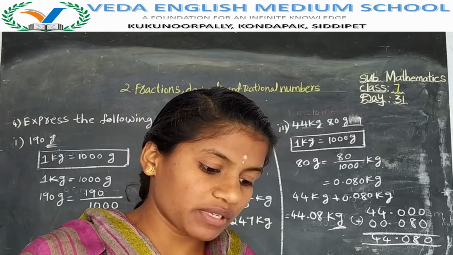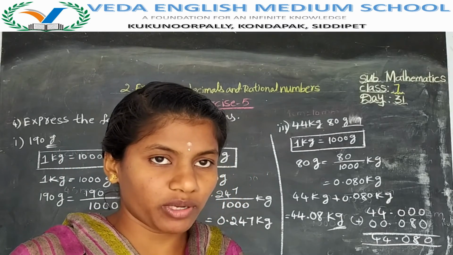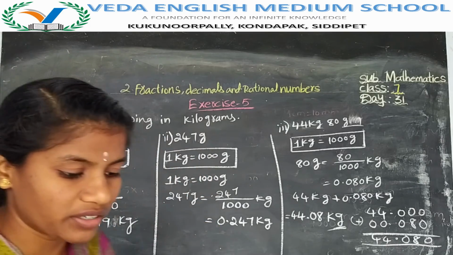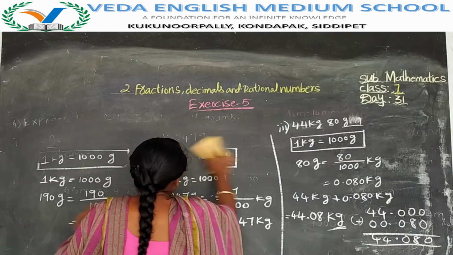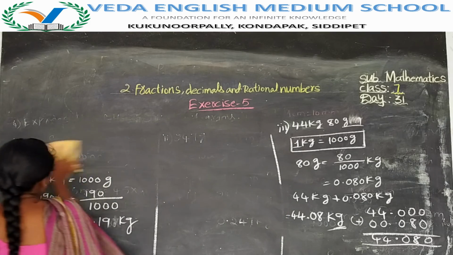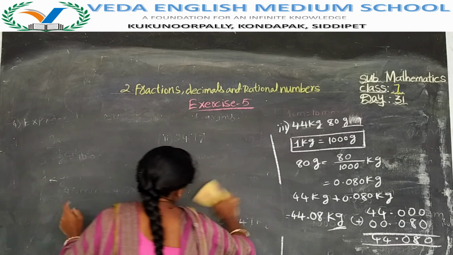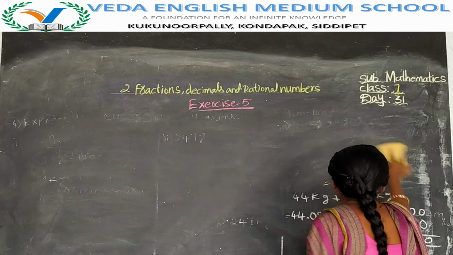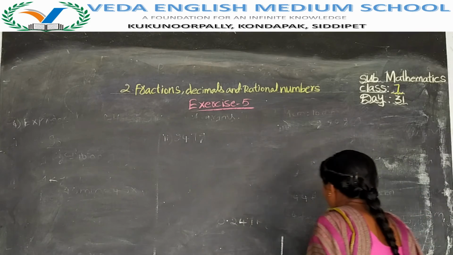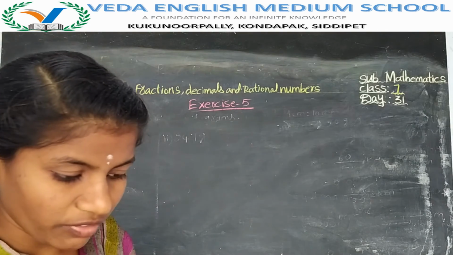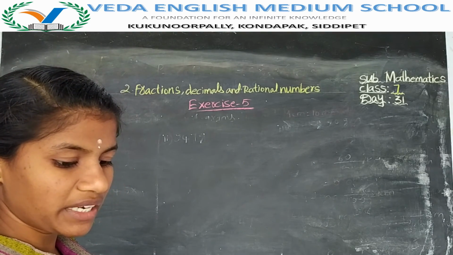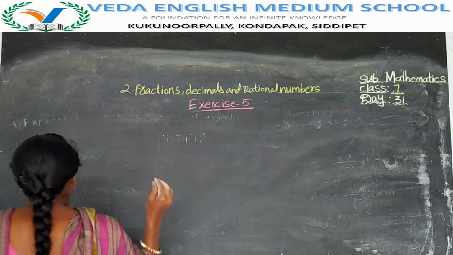Write the following decimals in expanded form. I will explain one problem. The remaining are all your homework. You have to complete that. Fifth bit: write the following decimal numbers in expanded form.